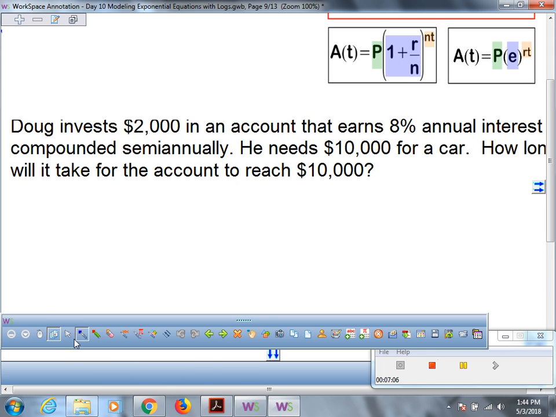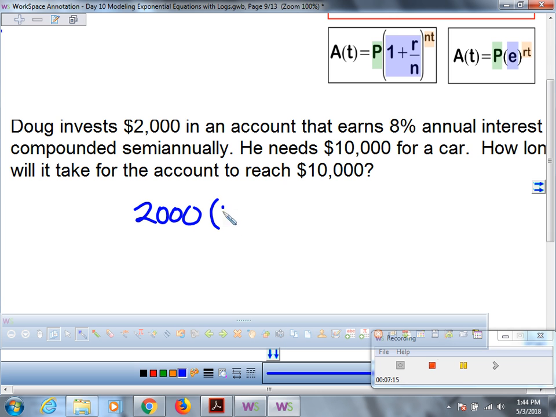All right. So this one says Doug invests $2,000. Here's his initial investment in an account that earns 8% annual interest. So that's 100% plus 8%. Compounded semi-annually. That means I need to take this and I need to cut it in half. Semi-annually is twice a year. And when I cut it in half, I'm going to have to take it to the second power as well. So that 8% needs to be cut in half because it's going to happen twice a year. Okay?